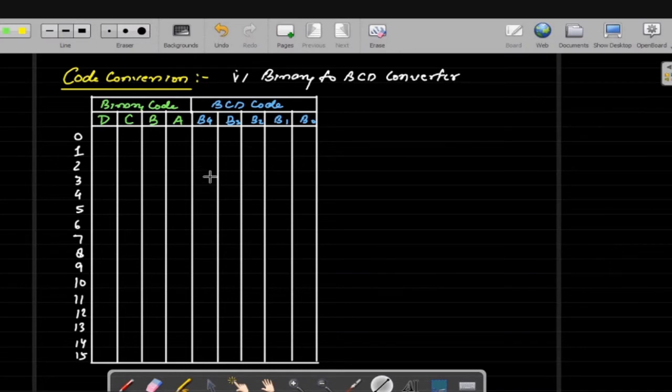Am I audible and is the board visible to all of you? Yes, sir. Okay, so if you want to insert more columns, you can do that.